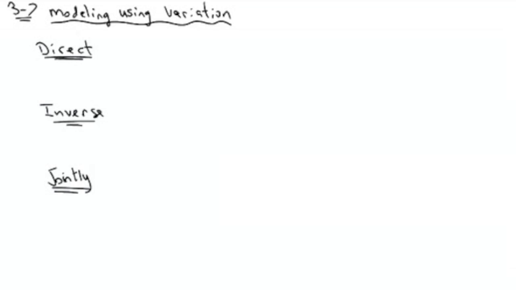So basically there's really only 3 things to remember. The basic setup of a direct variation is y equals kx. K is the constant of variation. In other words, it's a fixed number. Once you have your formula, K becomes a fixed value and never changes ever again. That's what it means to be a constant.